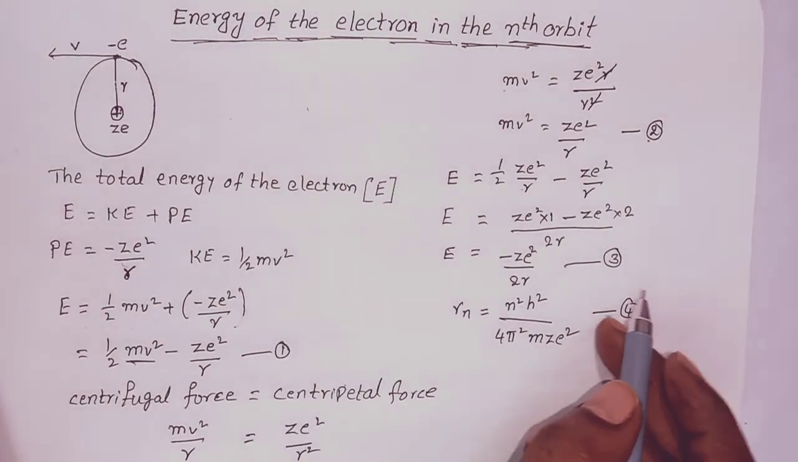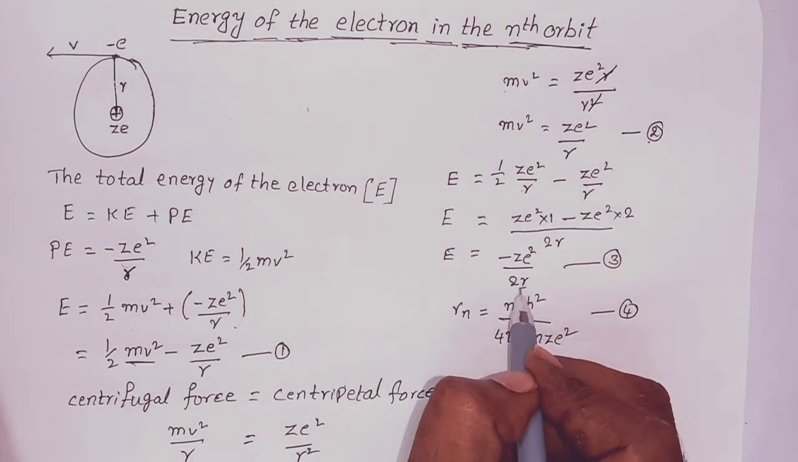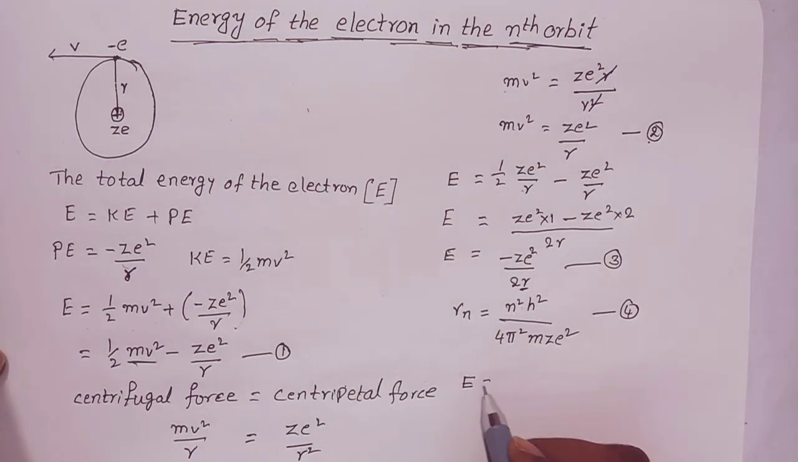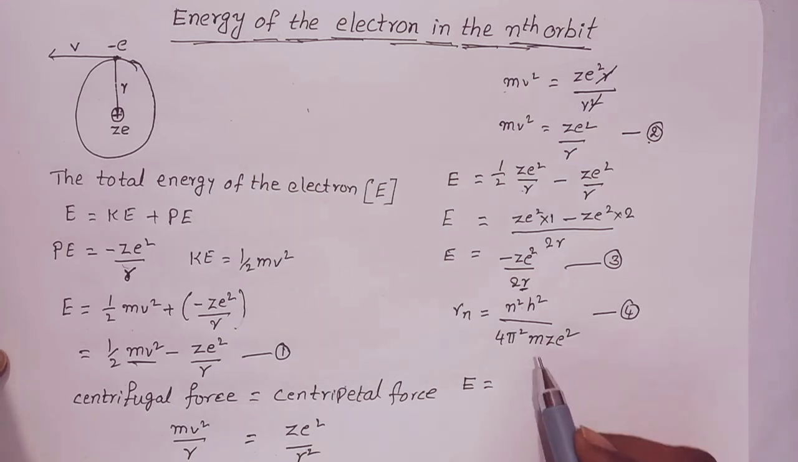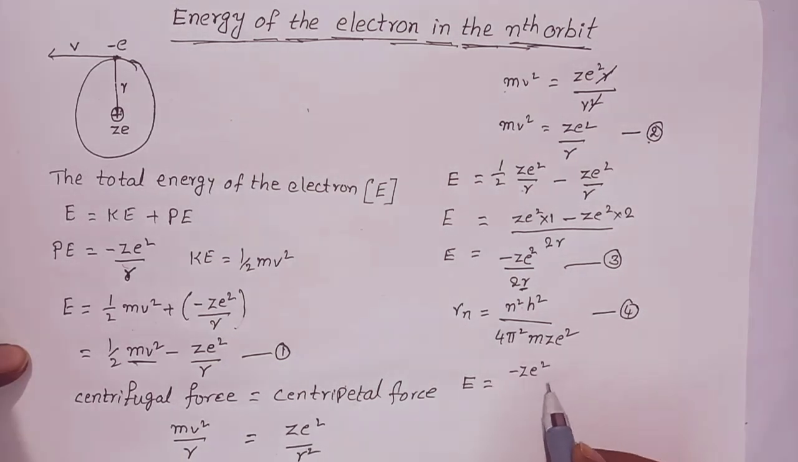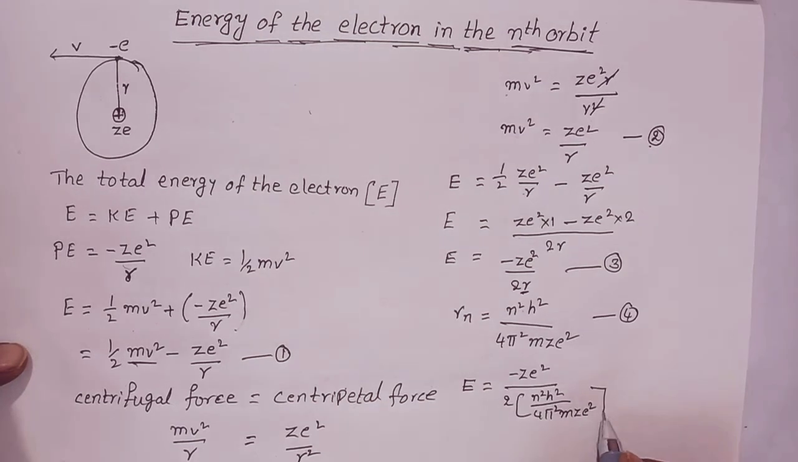Okay, substitute this value. Take this and substitute it in the r that is here, in this place. If we substitute, finally what we get is E equal to minus ze square by 2 into n square h square by 4 pi square mze square. It comes like this.